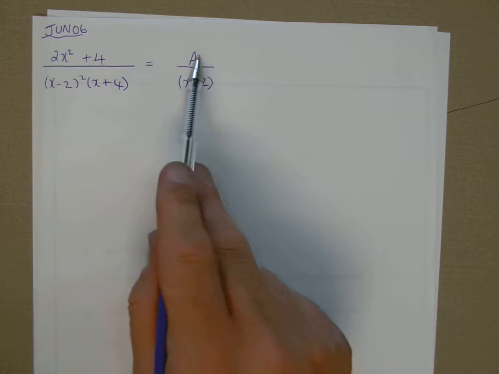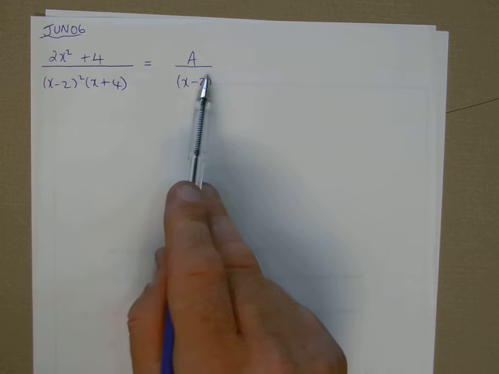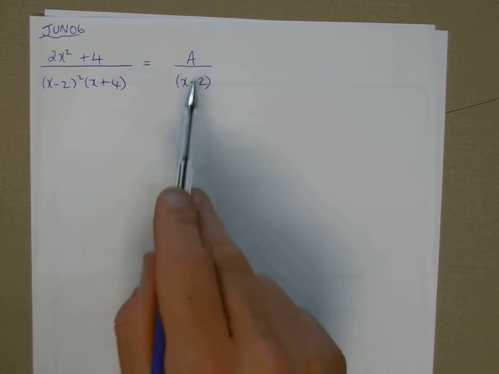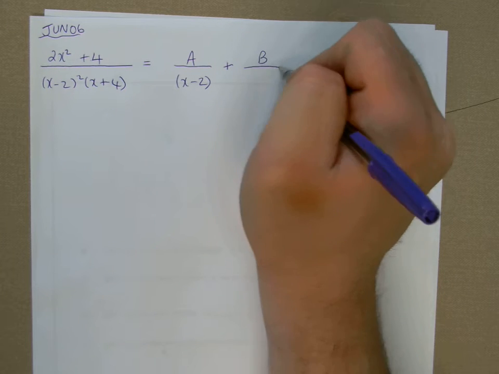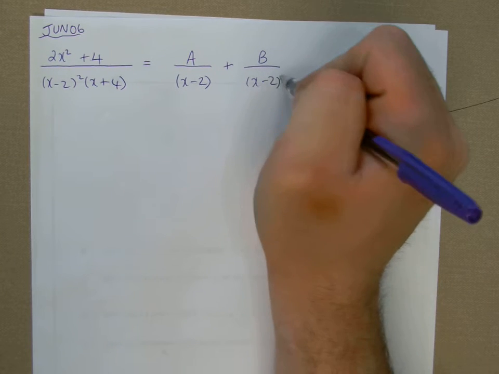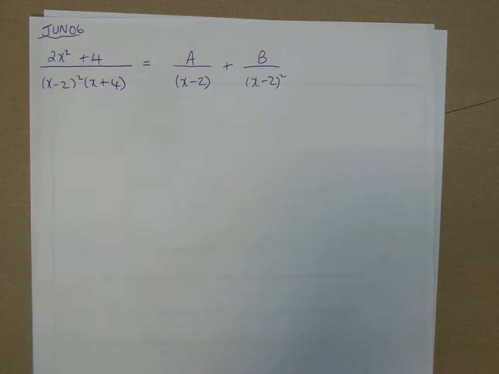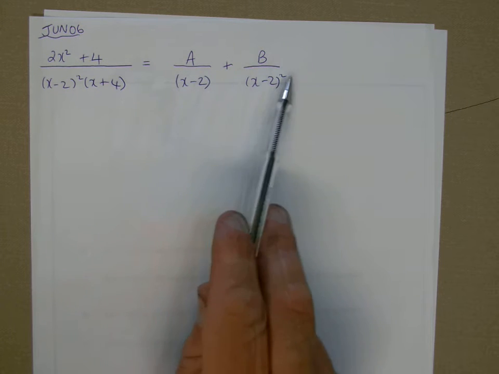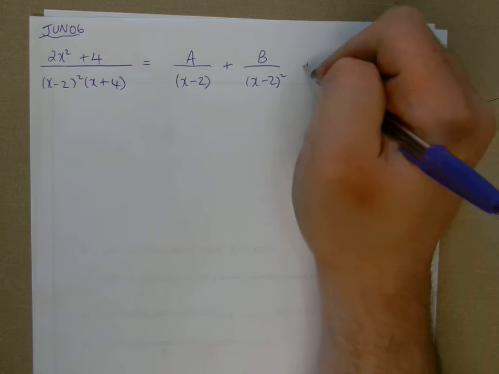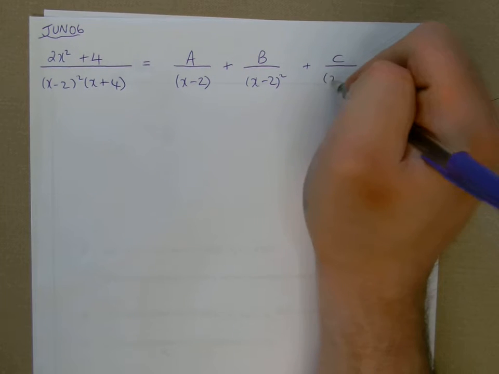So start doing it: A over x minus 2. Notice I don't put squared there. I just write it as A over x minus 2, plus B over x minus 2 all squared. That's how you deal with a repeated factor. You first of all write it over the bracket and then over the bracket squared. You have to have that. Plus then C over x plus 4.